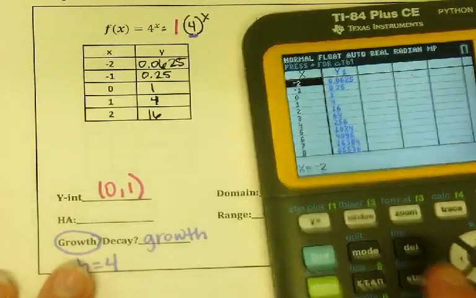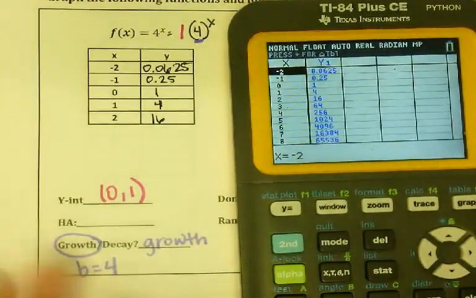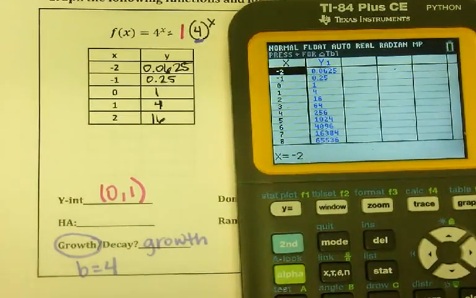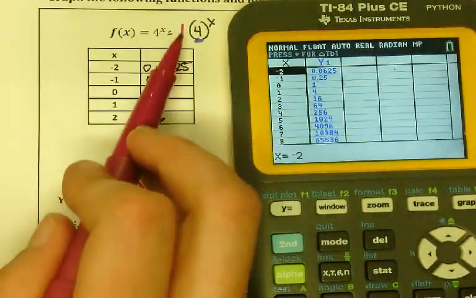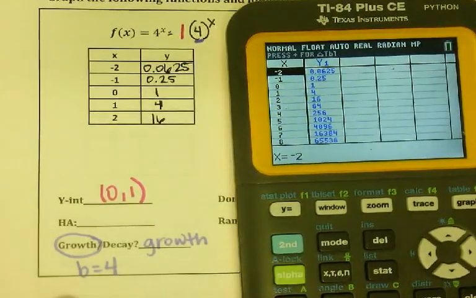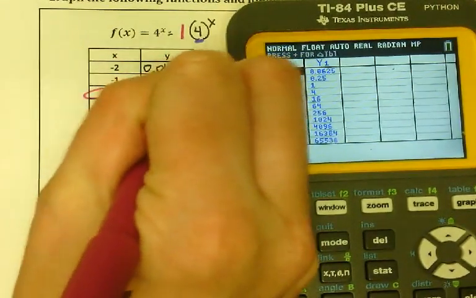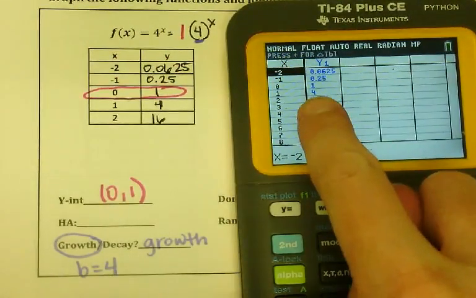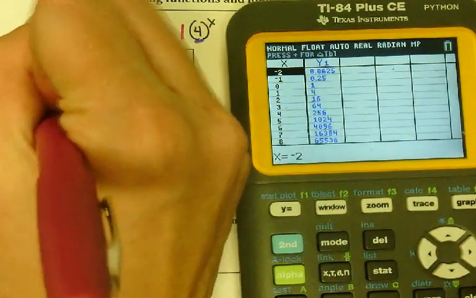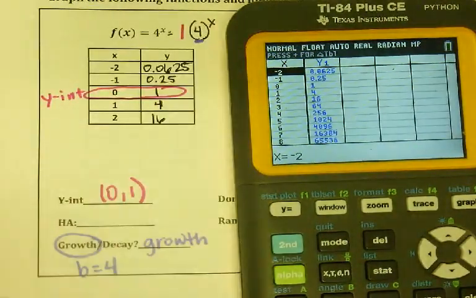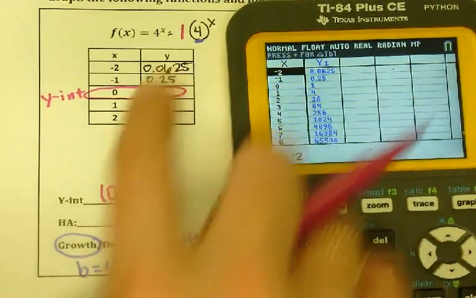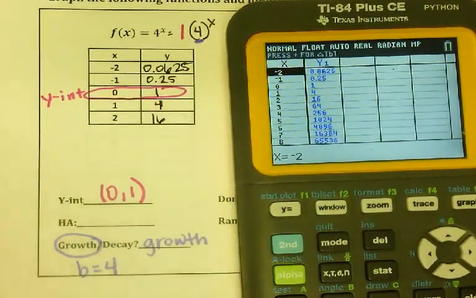Now what I want you to notice here, before we graph our points over here on this line, is that we knew our y-intercept was 1 because the A value was 1. You can also see your y-intercept in the table as 1. So my y-intercept in the equation is 1, and my y-intercept in the table is 1.